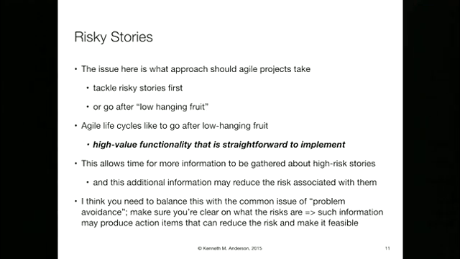So if you're using this approach to go after the high-value functionality that's straightforward to implement, targeting low-hanging fruit, only because you're also doing due diligence on the high-risk stories a little bit each time, so they become less and less risky, then that's a fine balance. That's the kind of balance that you want to take. Just make sure you're clear on what the risks are, because such information may produce action items that can reduce that risk and make it feasible.